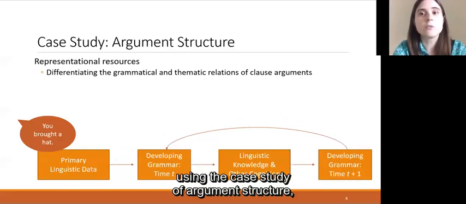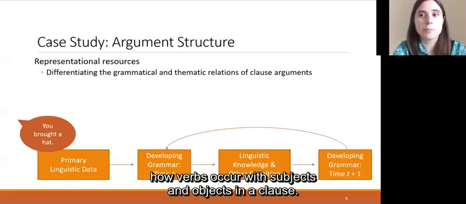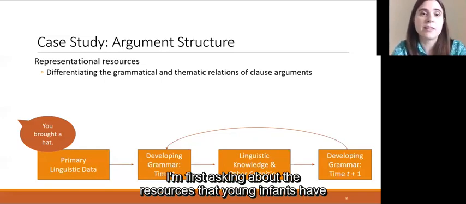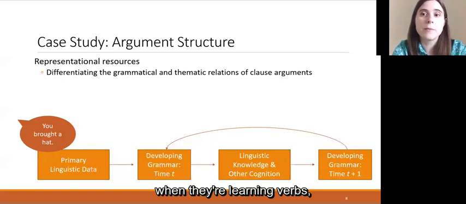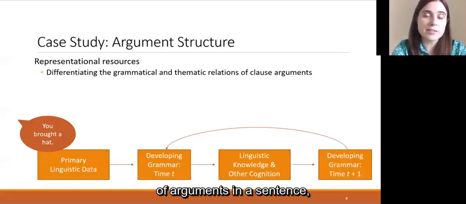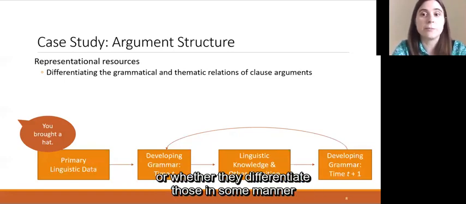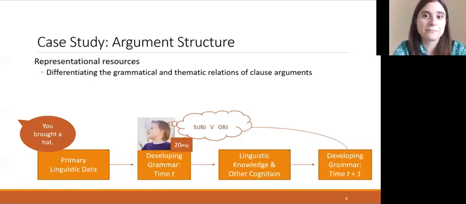And I'm looking at this using the case study of argument structure, how verbs occur with subjects and objects in a clause. I'm first asking about the resources that young infants have for representing these clause arguments at the age when they're learning verbs, whether they only represent the number of arguments in a sentence or whether they differentiate those in some manner as subjects and objects.